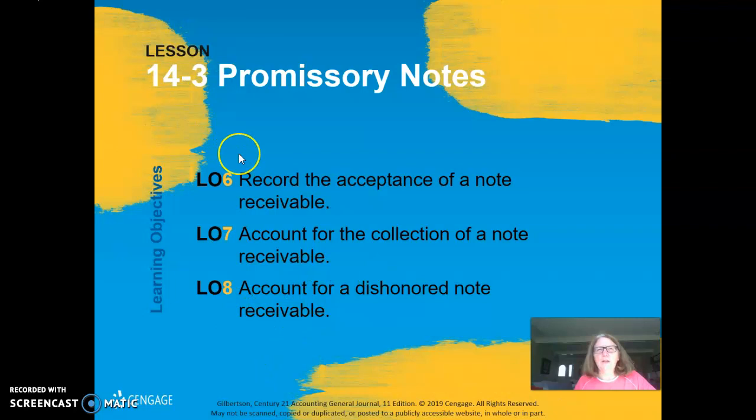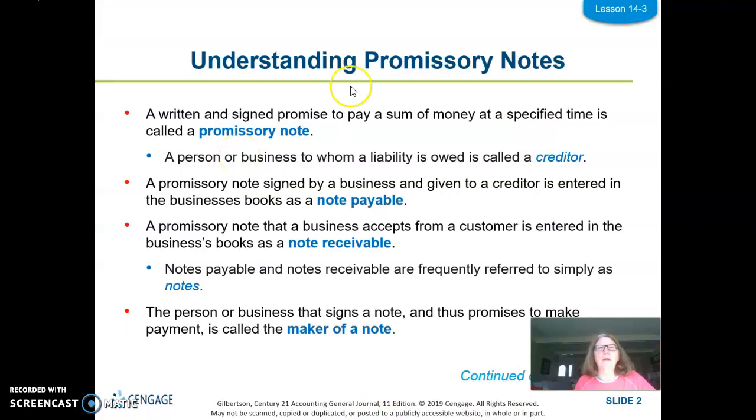So let's look at that first slide here that has just a lot of terms on it to make sure that we understand what they are. So a written and signed promise to pay a sum of money at a specified time is a promissory note. So if they owed me $1,000, I'm going to issue this promissory note with them for $1,000 and say you now have 30 days, you have 60 days, 90, 120, however many it is.